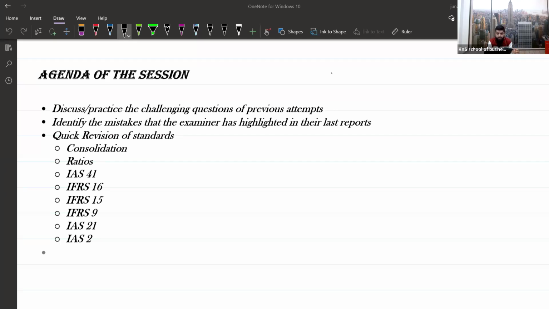Now, my point of view is that if you want to clear your Financial Reporting paper in the first attempt and with good marks, section A and B will help you clear your exams. If we aggregate the marks of section A and B, it's 60 marks, 30 marks for section A and 30 marks for section B. Out of 60 marks, if you score 40 or 45 marks, it's not that difficult to clear your exams.